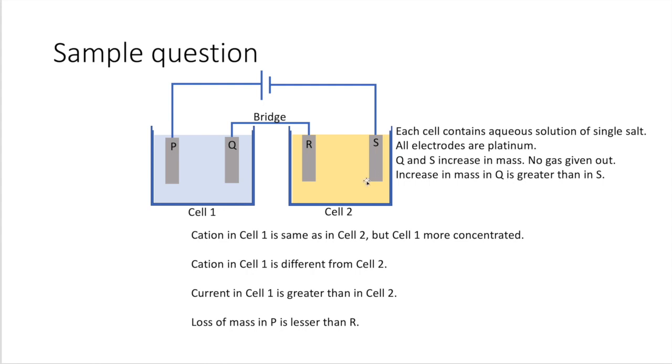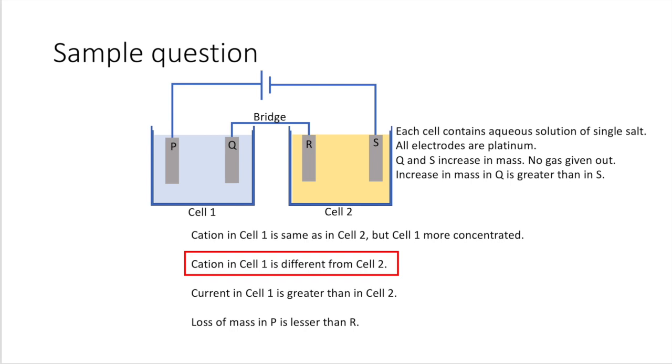So in this case, the reasoning will be this, because the amount of charge that is running through at any one point of time will be the same. The rate of electron movement will always be the same. So if one of them gains more in mass, that means the atoms, the cations used, are different. So the rate of gain of weight will be different.